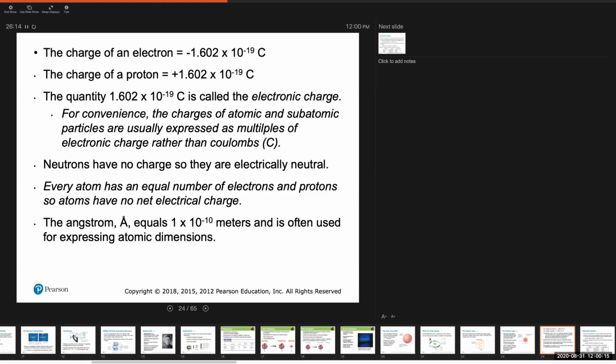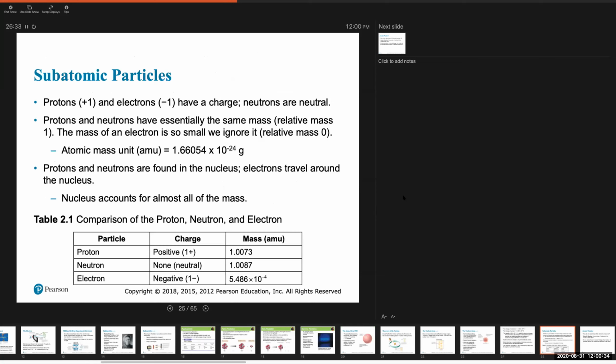Then once again, as I said, 1 times 10 to the minus 10 meters is the definition of an angstrom. And when you talk about atoms and these types of measurements, you almost always talk in terms of angstroms. So that's another thing you guys can memorize, what an angstrom is. As I said, protons plus 1, electrons minus 1. They have charge, neutrons are neutral.